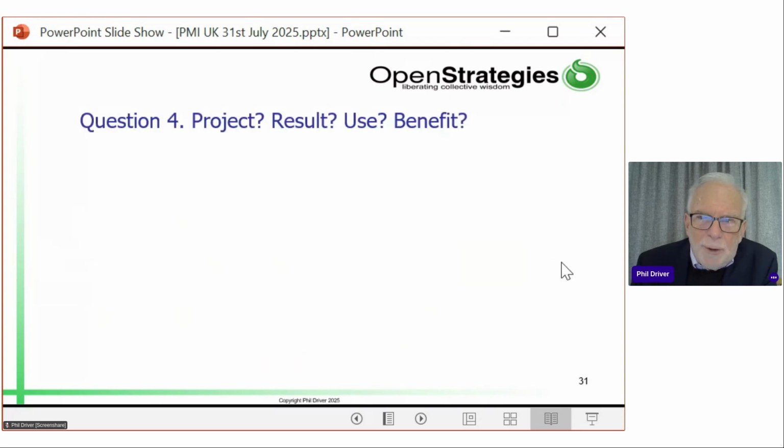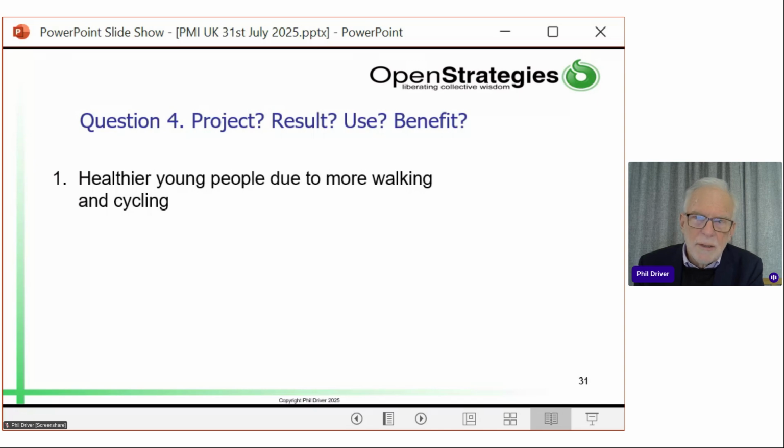I'm going to put some statements up now, and I want you to see if you can work out whether each of these statements is a project, a result, a use, or a benefit. So here's the first statement: healthier young people due to more walking and cycling. Is that a project, a result, a use, or a benefit? I'm going to give you the answers fairly quickly. That's a benefit because the focus is healthier people.